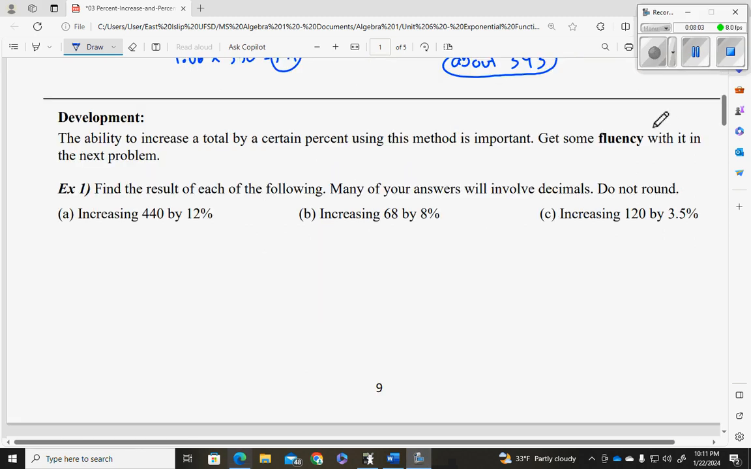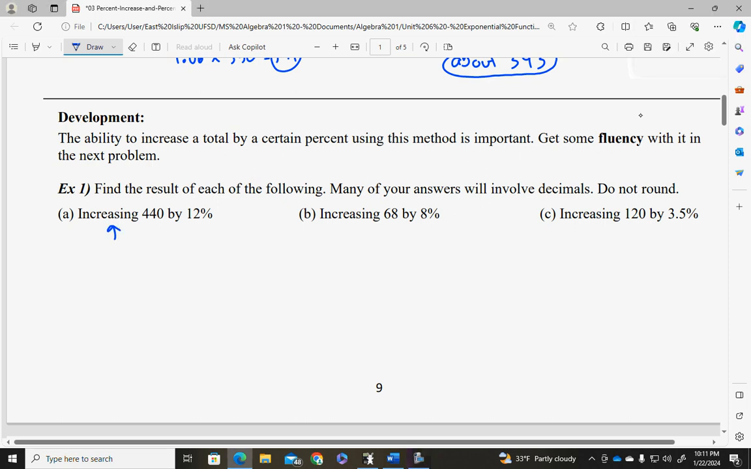So these next three problems just practice what we just did. Some of our answers will have decimals. Let's not round it because it's not a real world application. So let's put the exact mathematical answer. So if we're going to increase 440 by 12%, remember an increase of 12% means it's 100% plus 12%, which is 112%, which as a decimal is 1.12.